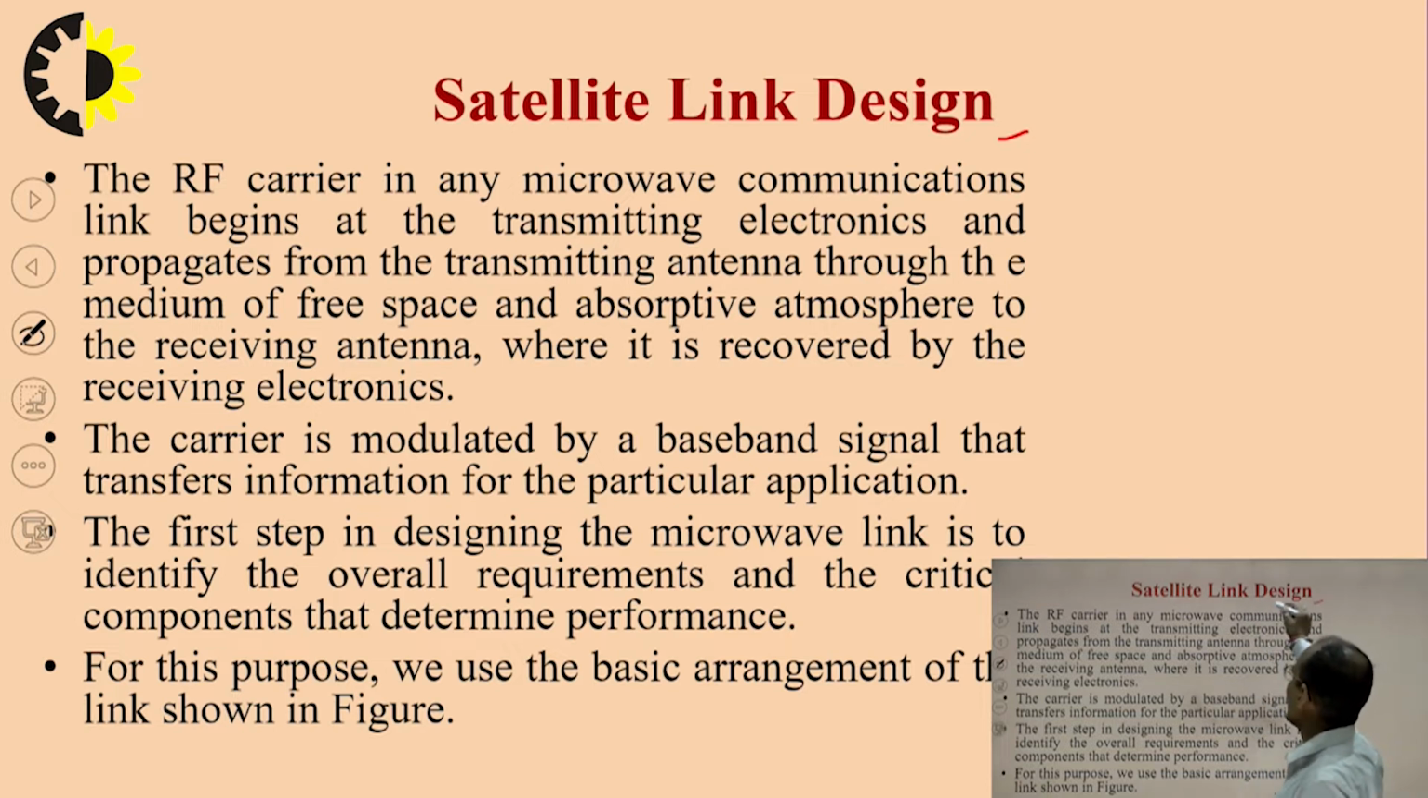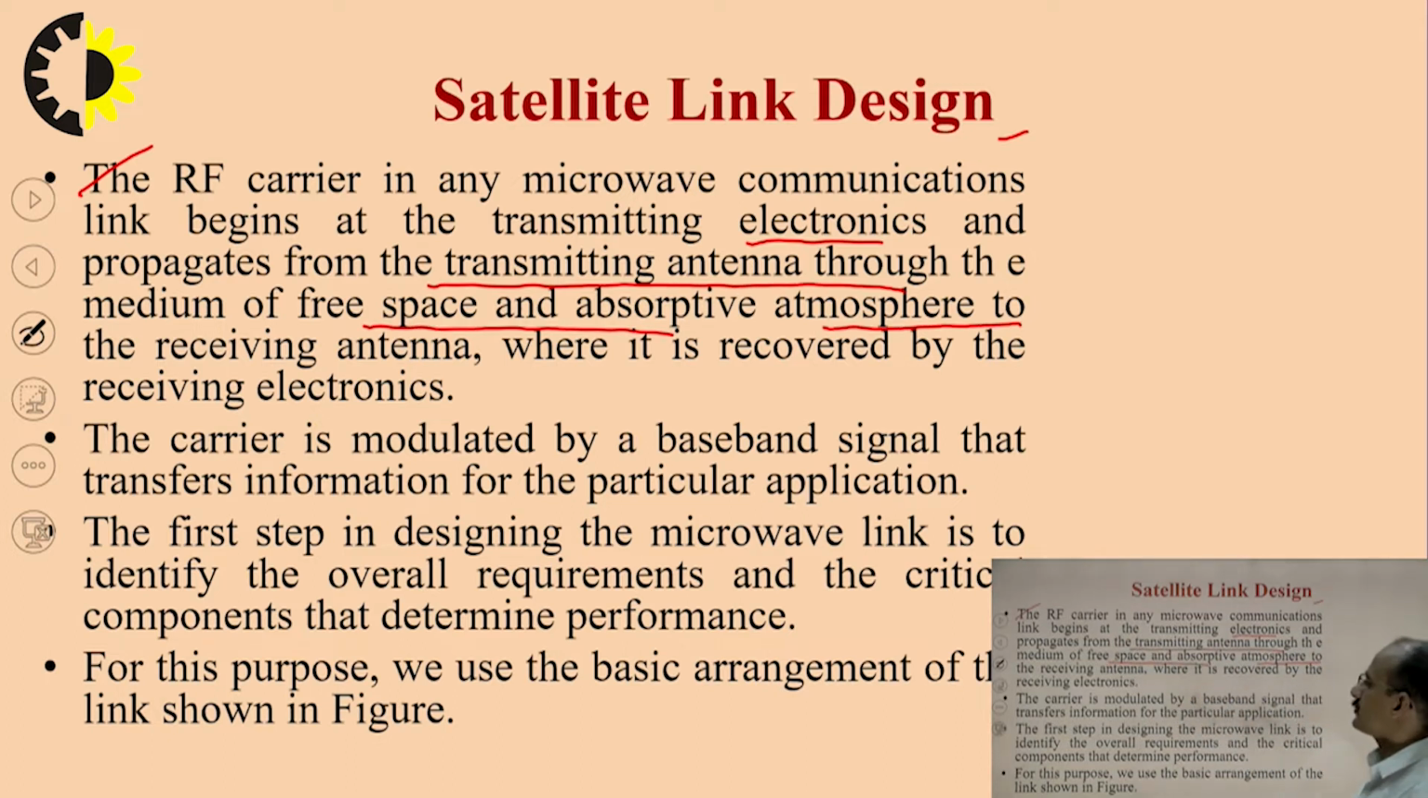So for the satellite link design, the RF carrier in any microwave communication link begins at the transmitting electronics and propagates from the transmitting antenna through the medium of free space and absorptive atmosphere to the receiving antenna, where it is recovered by the receiving electronics. Means here you are using a radio frequency carrier for a microwave communication link, which begins from the transmitting antenna and reaches the receiving antenna, also considering the free space and absorptive or atmospheric conditions.